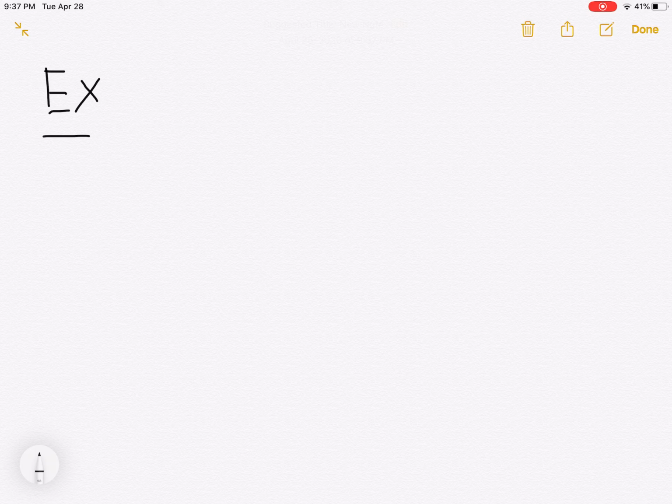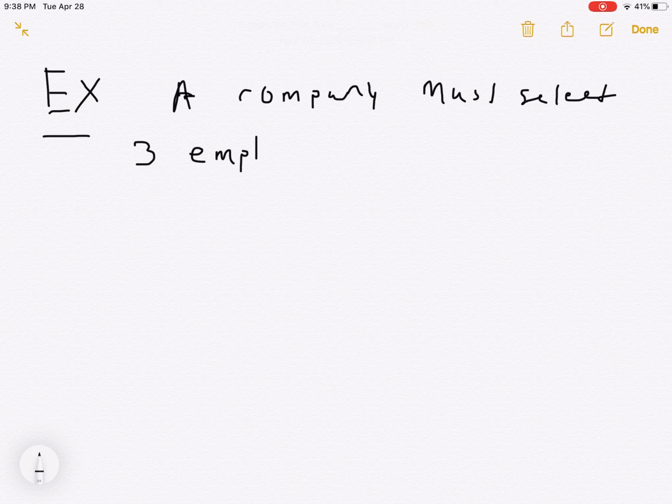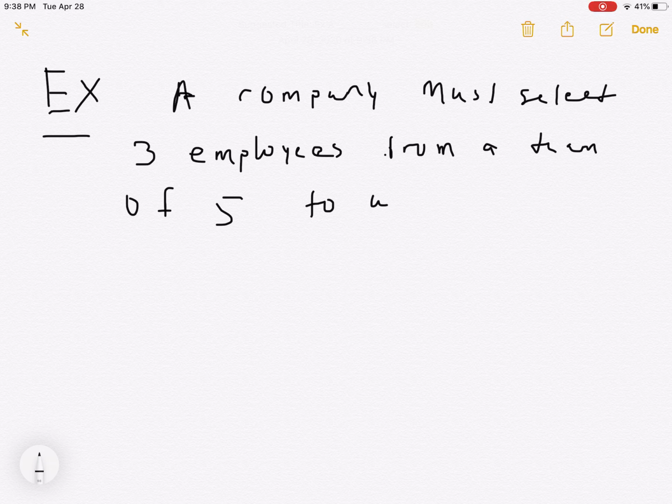Now, here's another example. A company must select 3 employees from a team of 5 to work overtime.